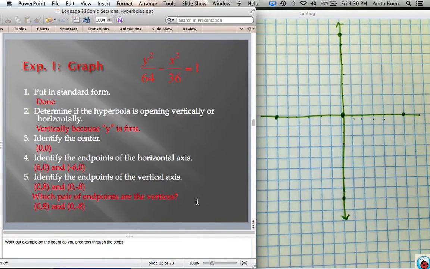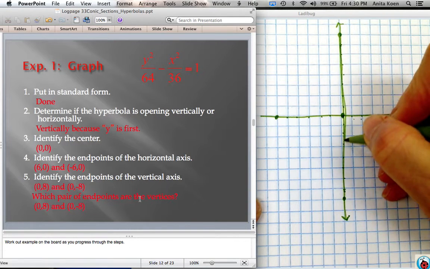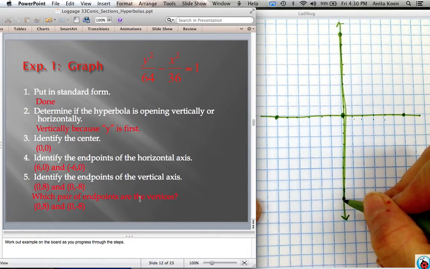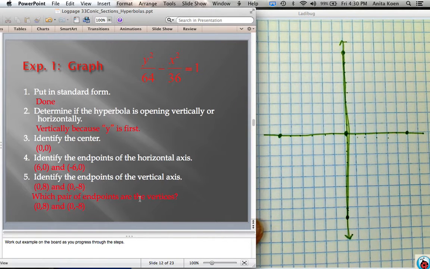Okay, now we have to determine which pair of endpoints are the vertices. The vertices are always going to be under the term that comes first. Since the y comes first, it opens vertically, and that means that the vertices are going to be on this axis, because we're going to have a hyperbola that opens up and down. And I have made this really big, and I don't know if it's going to fit.